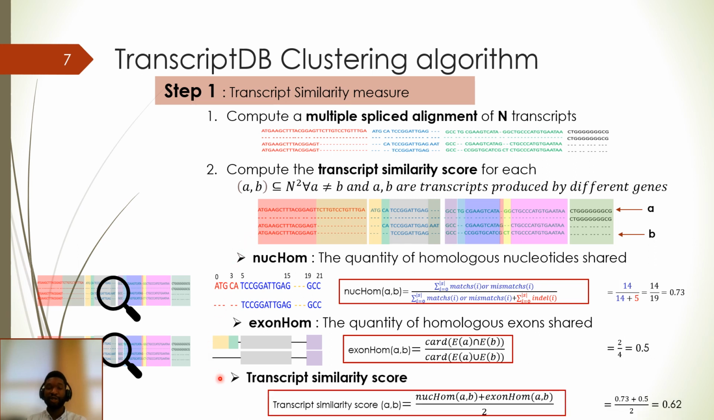Finally, the transcript similarity score is equal to half of the sum of nuc-om and exon-om. So the transcript similarity score of this example is equal to 0.62.